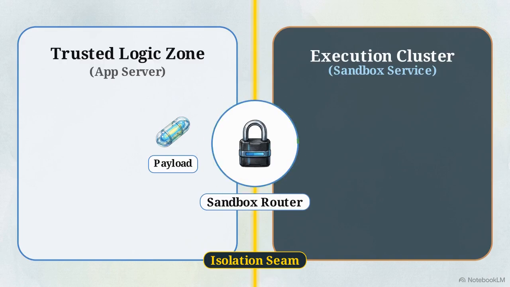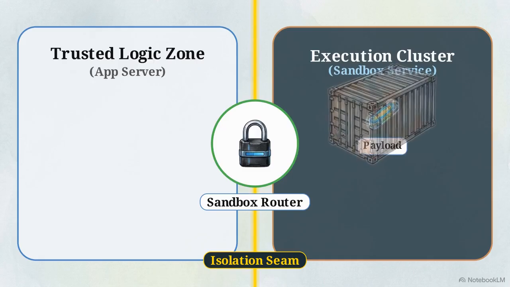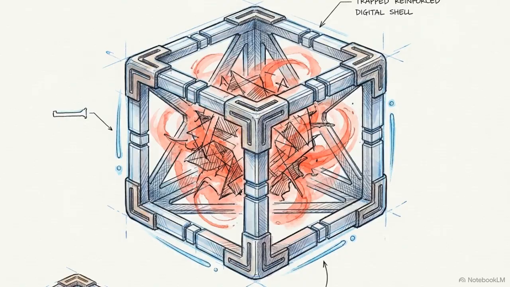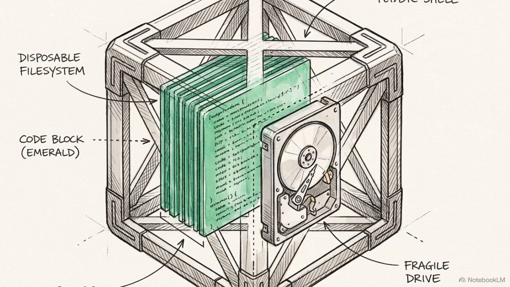The payload hits the sandbox router, where authentication middleware verifies permissions. Once cleared, the sandbox service spins up an isolated Docker container. Encapsulating execution into this strictly managed container guarantees that any faulty syntax or destructive commands are completely quarantined from the host system. Inside the container, the untrusted code runs against an isolated disposable file system.